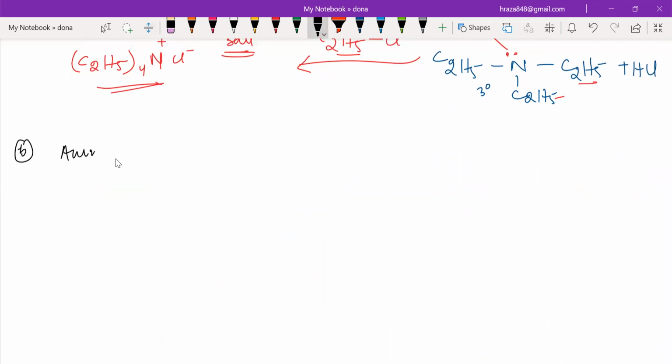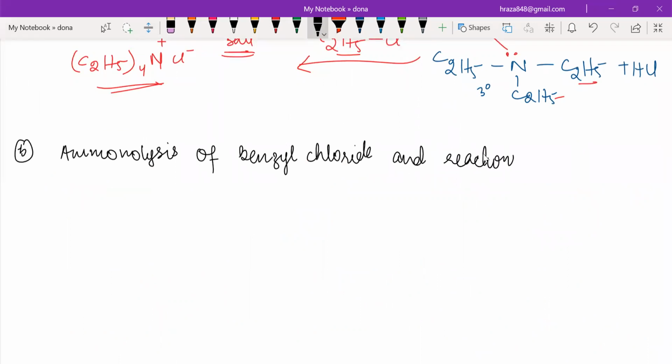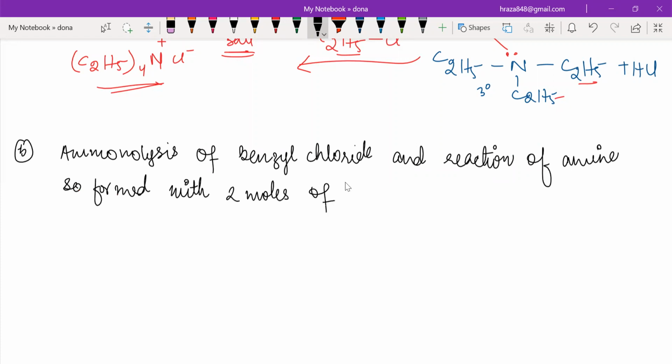You need to do the ammonolysis of benzyl chloride. First, let me know the formula of this benzyl chloride. And reaction of amine so formed with 2 moles of CH3CO.